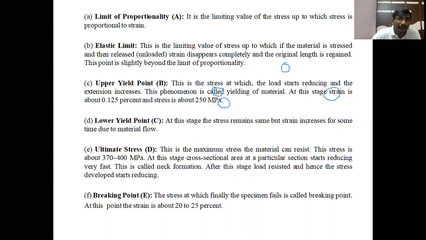This is the limit of proportionality, elastic limit. Elastic limit, as I already told, is the limiting value of stress up to which, if the material is stressed and then released, the strain disappears completely and the original length is retained. This point is slightly beyond the limit of proportionality. Next, upper yield point B. This is the stress at which the load starts reducing and the extension increases. The phenomenon is called yielding of the material.